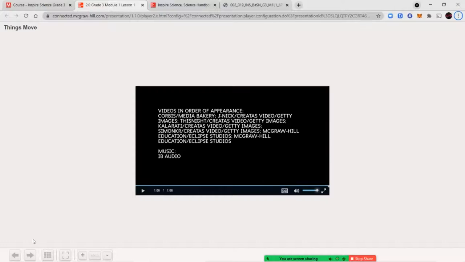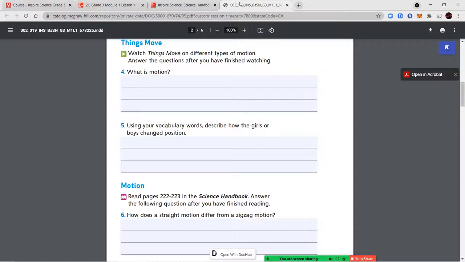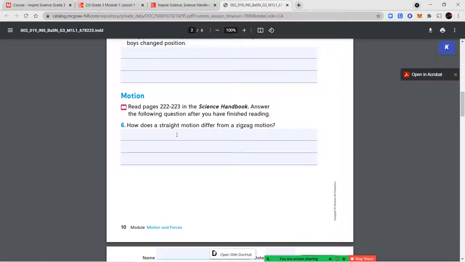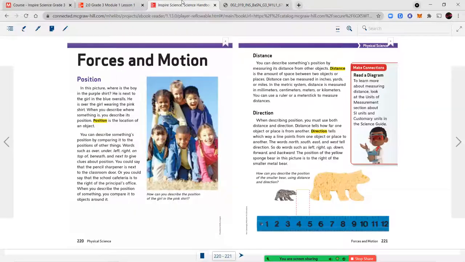All right, now that we've completed watching that video, we're going to go ahead and answer the questions that we were talking about on page 10. For the next section on page 10, we have questions about motion. So we're going to read pages 222 and 223 in our science handbook and then answer the following question. How does a straight motion differ from a zigzag motion?